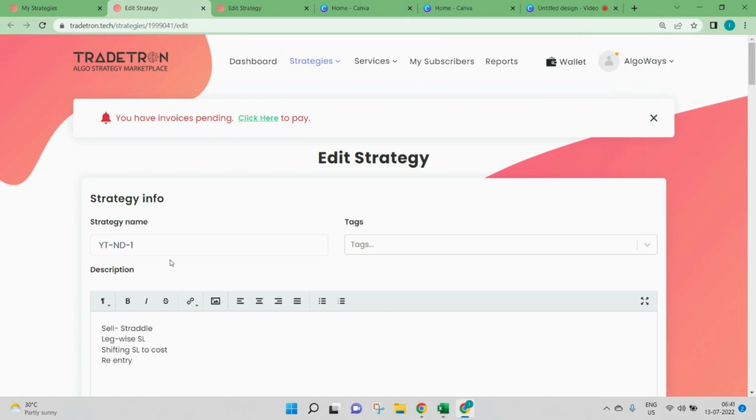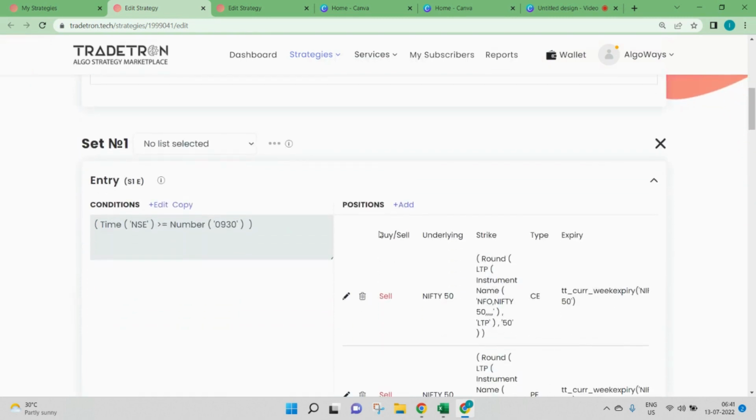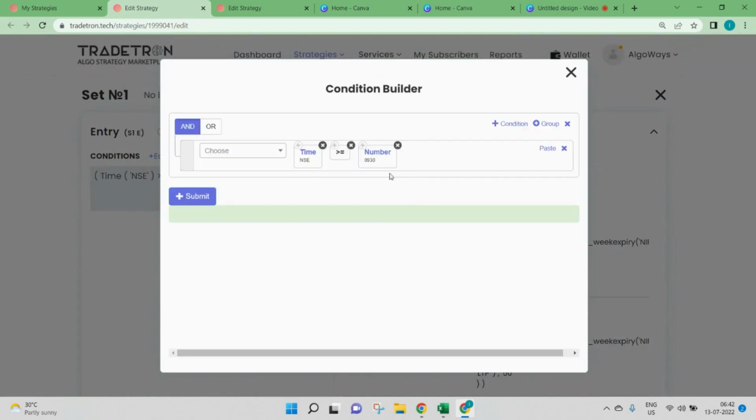Okay, so this is the thing we will be doing here. We'll sell the straddle, and we will put the leg-wise stop loss. And once one leg hits the stop loss, we will shift the stop loss to cost. And let us see whether we want to take re-entry or not. We'll see that. So basically, these are time-based entries. We are not putting any condition on entry other than the time. So we are taking an entry at 9:30. So this is the entry condition.